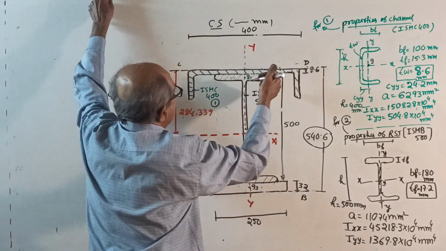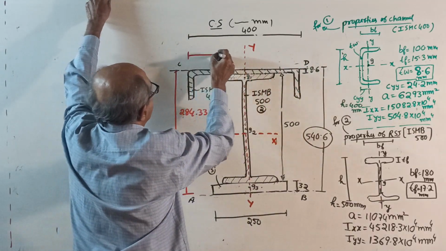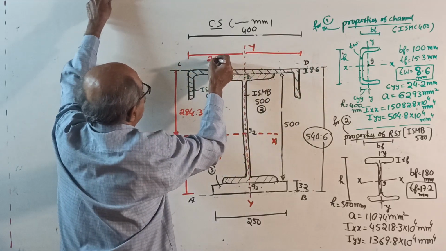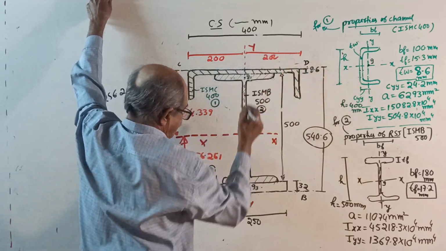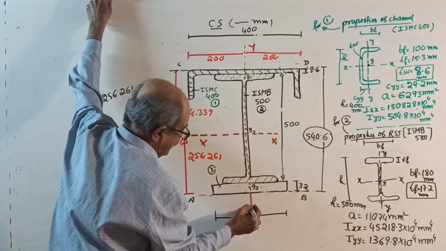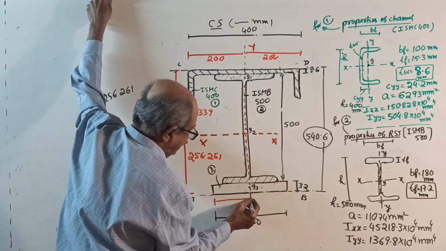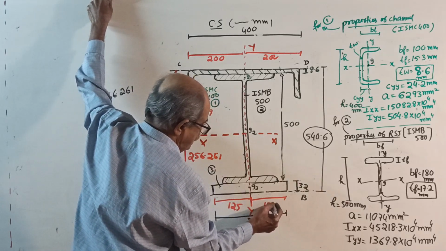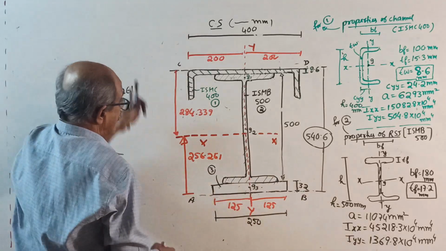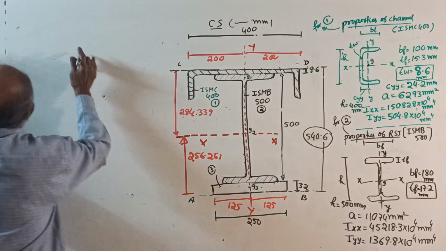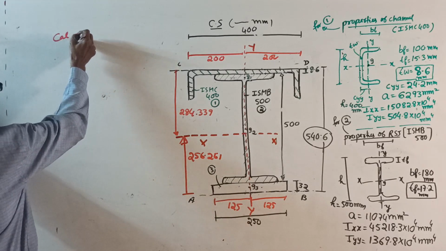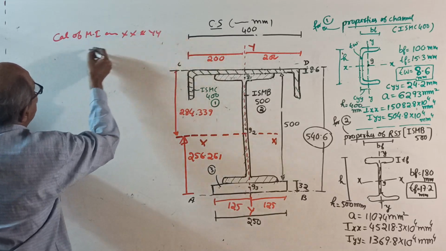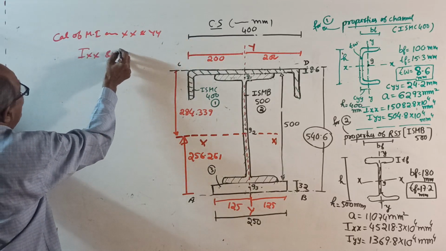Now, if you want, from here to here and from here to here, you can write the answers here. 400 means 200, 200. If you require, same way here, this is 125, this also 125. Okay. Now we are ready for the calculation of moment of inertia about xx and yy. That is, you have to find I about xx and I about yy.